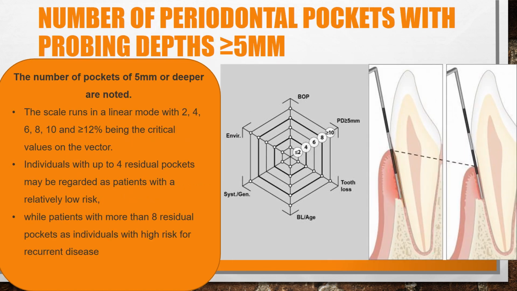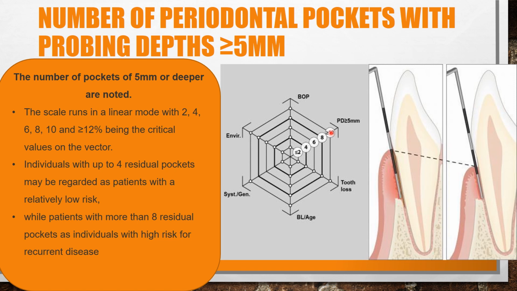Coming to the next factor, that is the number of periodontal pockets with probing depths of 5 mm or deeper, which indicates future attachment loss. The numbers are given in a linear fashion, the even numbers 2, 4, 6, 8, 10. It is not the number of teeth, but how many periodontal pockets are greater than or equal to 5 mm.